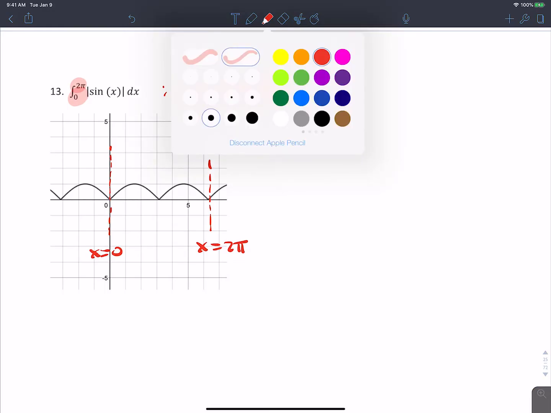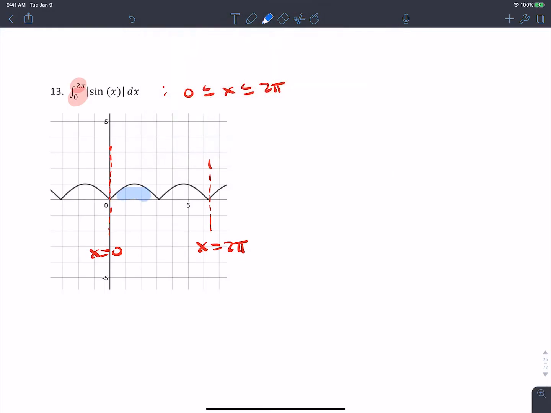Notice something here. From 0 to pi, we're above the x-axis. And from pi, let's write this down. This is where pi is. So from 0 to pi, we're above the x-axis. From pi to 2 pi, we're also above the x-axis. Okay, you guys okay with this?